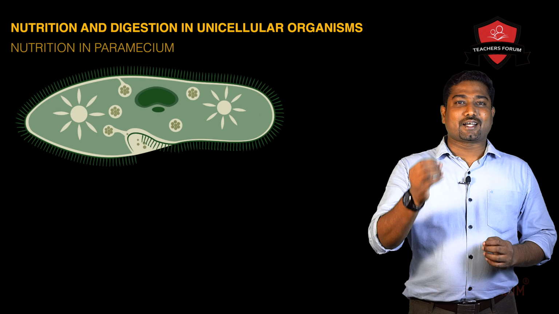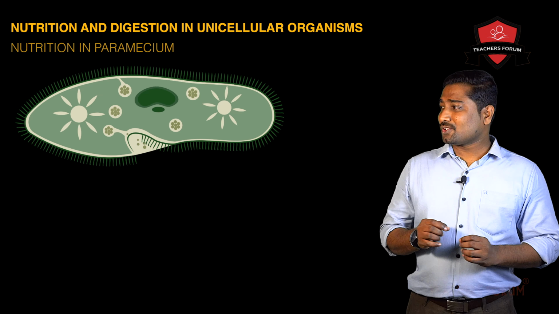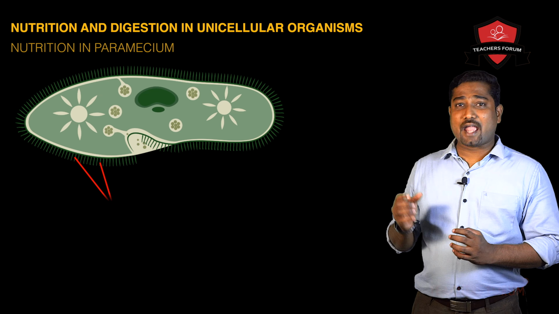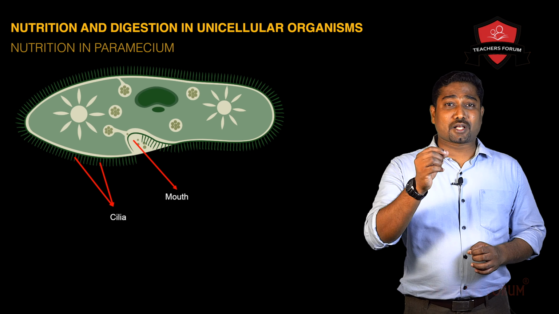Moving on to nutrition in paramecium. Unlike amoeba, paramecium has a definite shape, like a slipper. You can see numerous fine hair-like structures around them. They are cilia. You can also see a groove, a pocket-like structure. That's the mouth of the paramecium. Unlike amoeba, paramecium has a definite or permanent mouth.